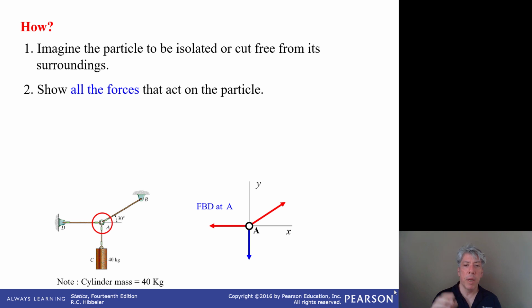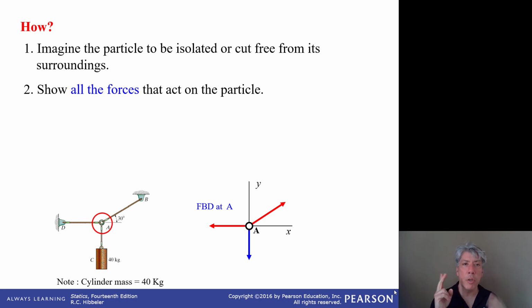So for example, the weight of the cylinder pulls on the cable between AC, and therefore there is a force on the ring A acting downward equal to the weight of cylinder C. Now, the weight of cylinder C, once more, is not 40 kilograms. It is 40 kilograms times 9.81 meters per second squared, which will give us a number in newtons. It'll be about 400 newtons, but not exactly, a little less, because 9.81 is not quite 10. So you've got to show all the forces.